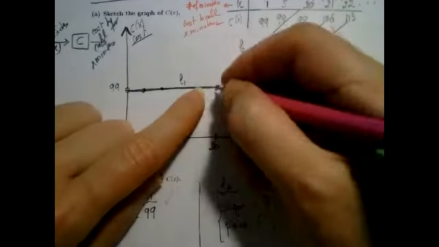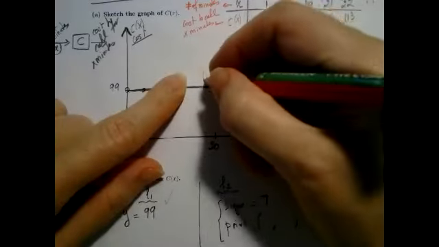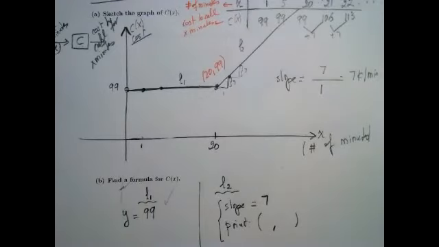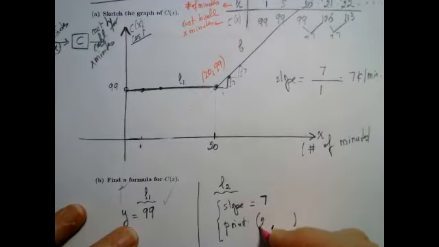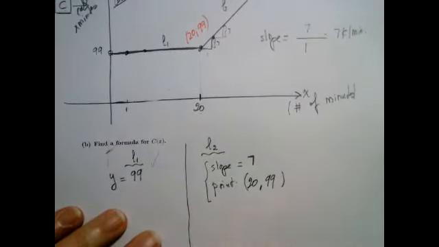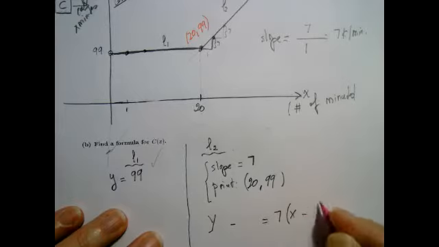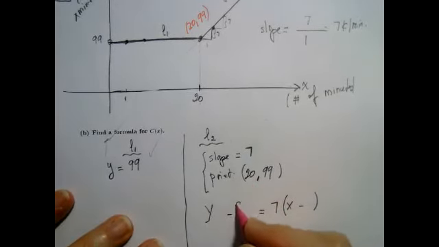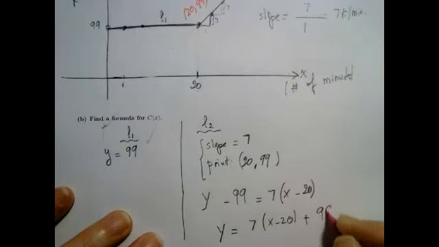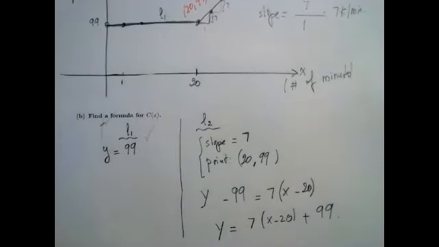20 and 99, correct. This point is on the line. So that's 20 and 99. That's my point. So now I can use either the slope-intercept or the point-slope form. So now let us find the equation. y minus y1 equals m times x minus x1. My point is (20, 99). It means my y is 7 times x minus 20 plus 99. So that's really what my y is.